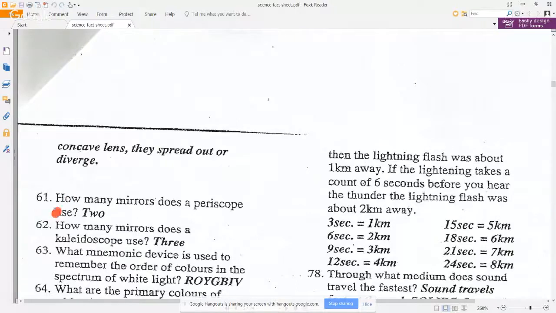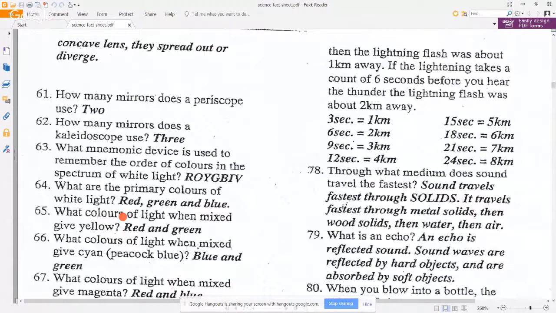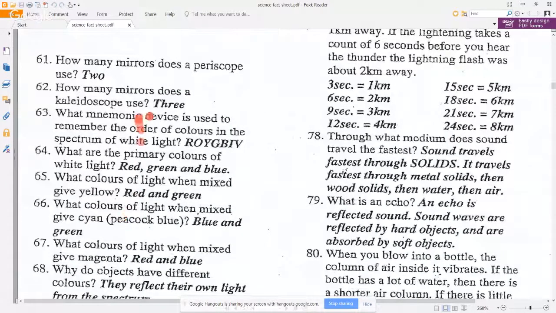Number 61. How many mirrors does a periscope use? 2. Remember now, we have different optical instruments, and the periscope is one optical instrument that can be used to see around corners. Periscope also used on the submarine. All right. How many mirrors does a kaleidoscope use? 3.